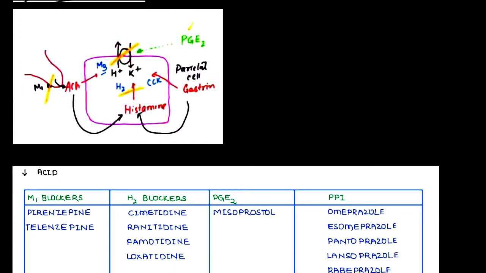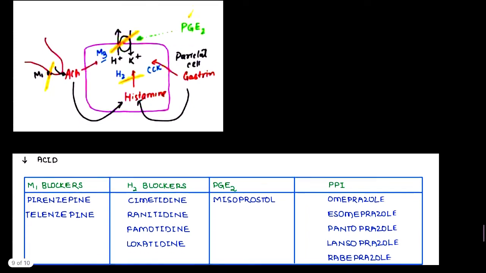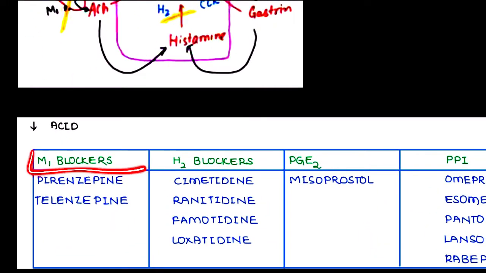So how many drugs? One is our M1 blocker, another is H2 blocker, right. We are not going to discuss CCK or gastrin because we are not aware of this mechanism, and another is this PGE2, prostaglandin E2, and another is directly the drug that will inhibit this proton pump. So the drugs under M1 blocker, what are these? These are pirenzepine and telenzepine.